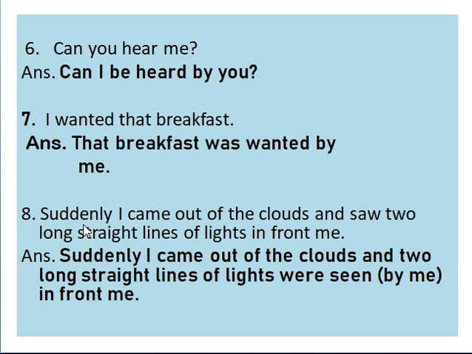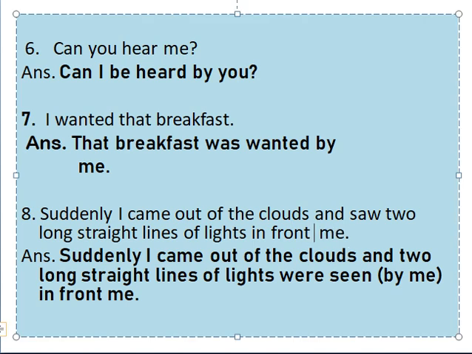Eighth one. Suddenly I came out of the clouds and saw two long straight lines of lights in front of me. Suddenly, I came out of the clouds and two long straight lines of lights were seen by me in front of me. Now here I have written "by me" in brackets because it is understood. So it is not necessary to write, it is optional. Here the preposition "of" is missing, so let us put it.